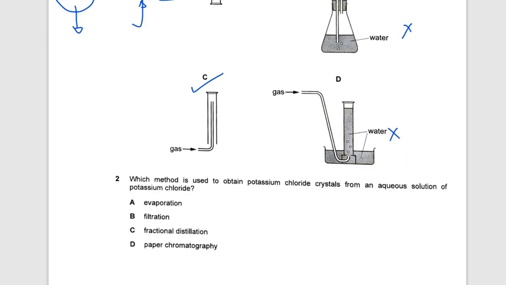Question number 2: which method is used to obtain potassium chloride crystals from an aqueous solution of potassium chloride? You already have the aqueous potassium chloride, right? So is filtration possible? No. Tell me, filtration is used for what purpose? When you have an insoluble product in solution. Fractional distillation is not possible because you don't want to separate based on different boiling points. This is obviously not possible. So only evaporation.